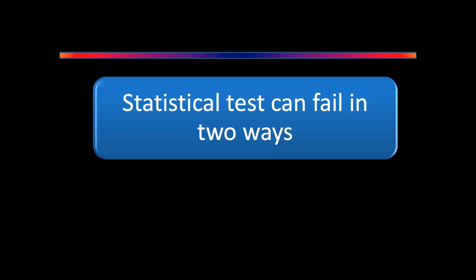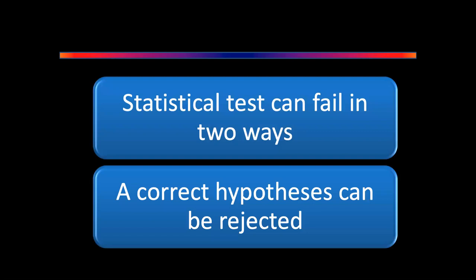Okay, what am I talking about? Name the heading for this. Statistical tests can fail in two ways. The first way is a correct hypothesis can be rejected. What is that called in statistics? Everybody else, you have got it or no? A correct hypothesis can be rejected. That is the question. That's a type one error. Okay. All right.